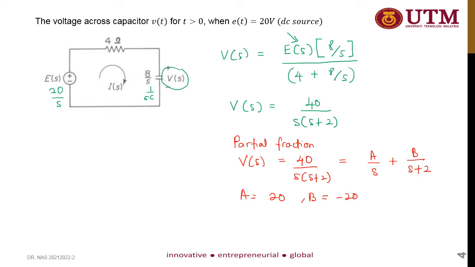Finally, you need again to perform the inverse Laplace transform to get v(t). So v(t) is supposed to be 20 minus 20 e to the power of minus 2t. And don't forget the unit in volts.